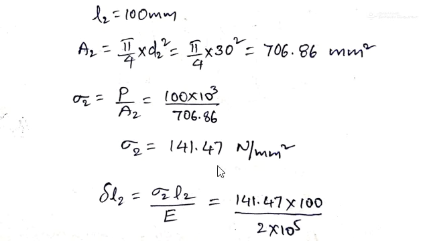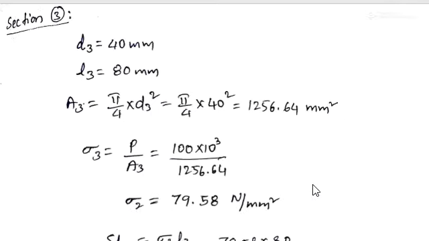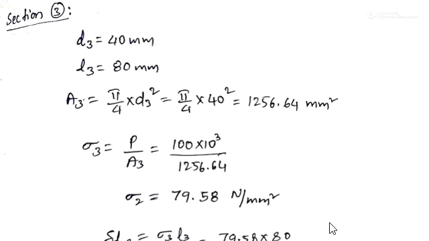Sigma 2 is the stress in part 2, we got 141.47, L2 length of the part is 100, and E value 2 into 10 to the power of 5. When you substitute and simplify we get elongation in part 2 as 0.0707 mm. In the same way for part 3, this is part 3 of diameter 40 mm, length 80 mm. To find the area, pi by 4 d3 square, pi by 4 into 40 squared. When you substitute and simplify we get A3, area 3, as 1256.64 mm square.